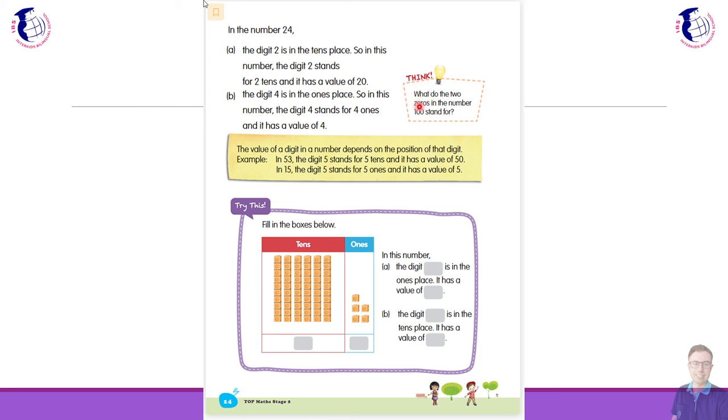What do the 2 zeros in the number 100 stand for? Anyone know? If there's a 0, it obviously doesn't stand for anything. 0 ones, 0 tens.